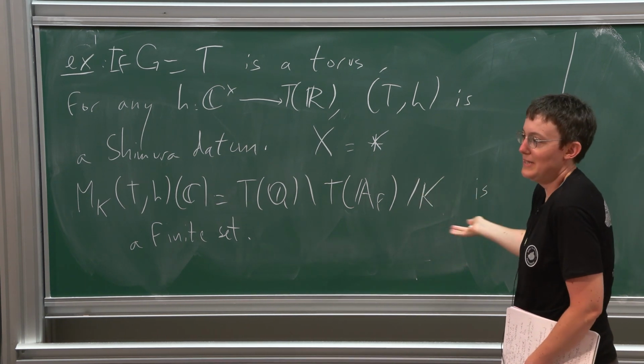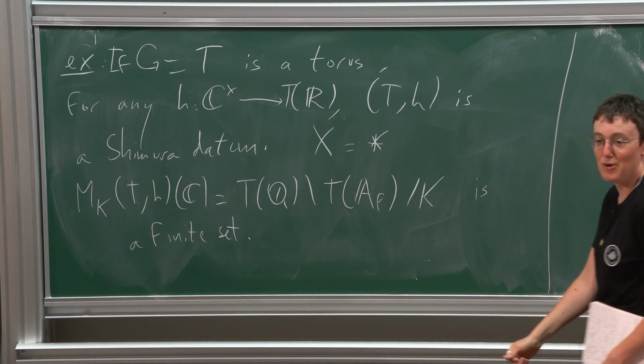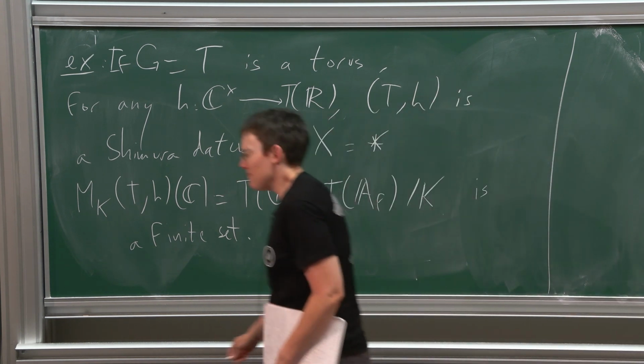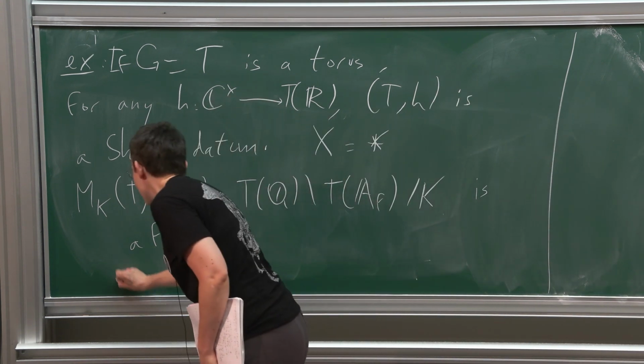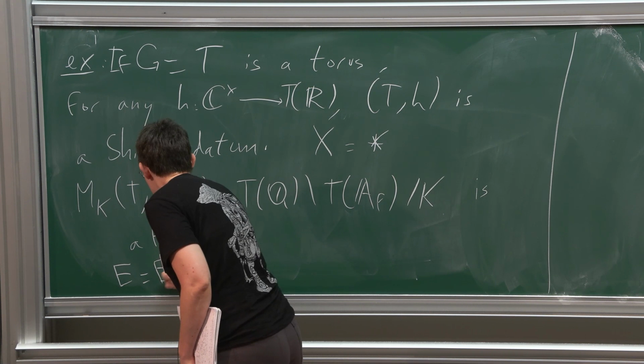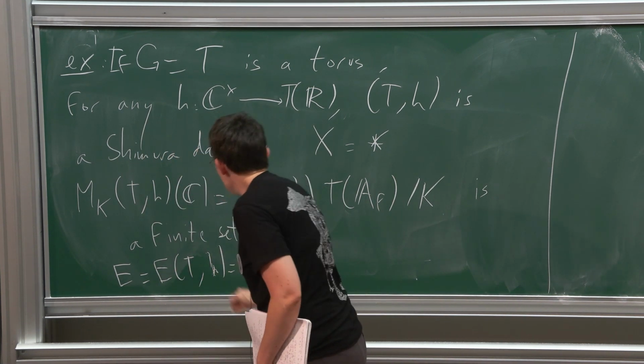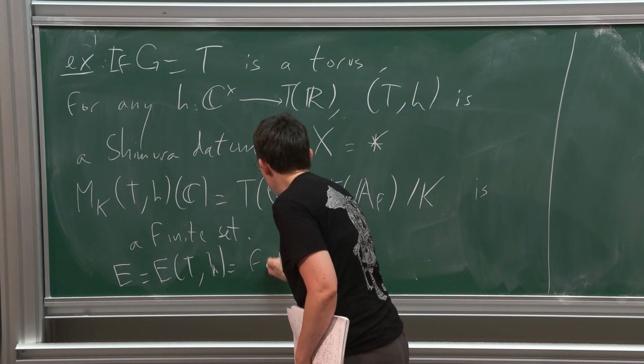So what do I need? I need an action of the absolute Galois group of F on this finite set. Okay, so I just need to give you a recipe to define an action of the absolute Galois group of F. What is the E? Yes, E. What is the reflex field? I mean, in that case, E is just the field of definition of mu H.